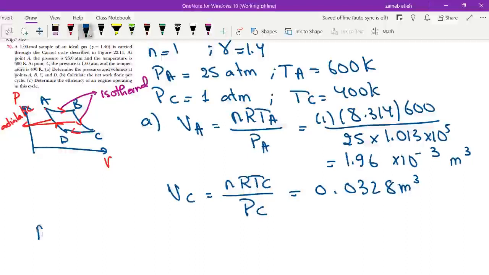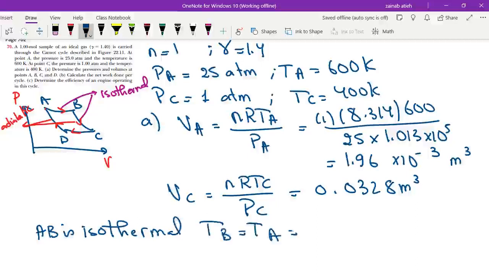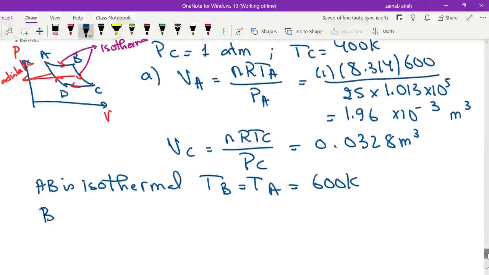Okay. I will say that AB is isothermal. So for sure, the temperature at B is equal to the temperature at A. The temperature at A was 600 K, so I've got the temperature at B. Now I will use BC, which is an adiabatic process. So BC is adiabatic. So I can relate the points B and C together because I have everything about C: temperature, pressure, volume. And for B I have only the temperature. So I want to find either V or P and then go back and find the other.